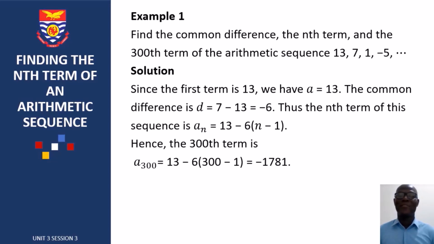Now, to find the 300th term, meaning our n is given to be 300. So A subscript 300 equals 13 minus 6 into bracket 300 minus 1, which gives 300 minus 1 times -6, then plus 13, and that gives -1781. That is -1781 as our 300th term.